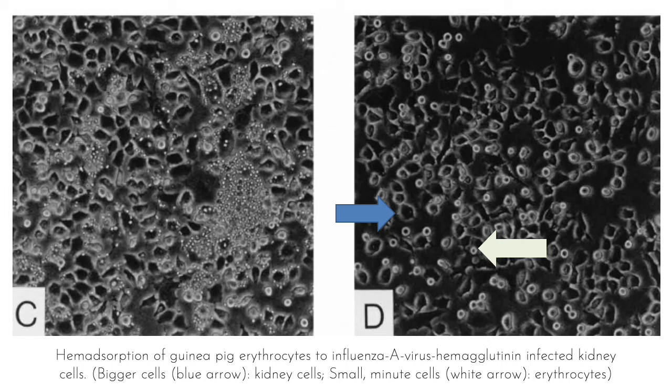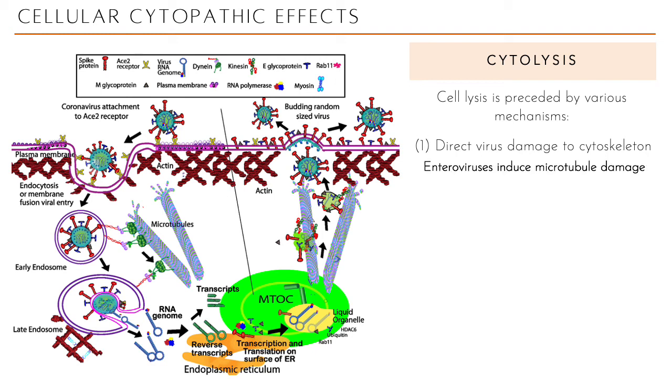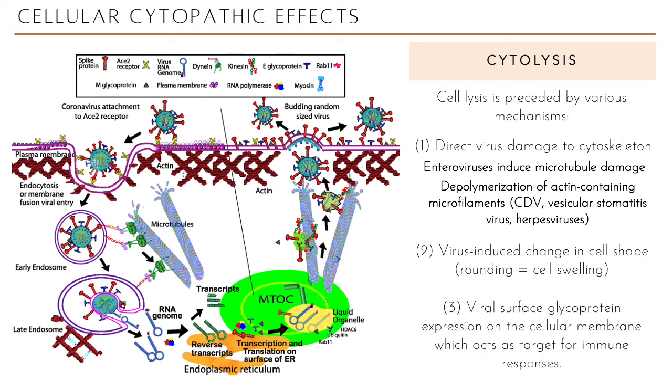All right, almost done. This is a short lecture. Cytolysis is basically cell lysis and is preceded by various mechanisms. Number one, direct virus damage to the cytoskeleton, meaning some viruses can actually act on the cytoskeleton and attack it. Enteroviruses, for example, can induce microtubule damage. Certain paramyxoviruses and herpesviruses can depolymerize actin-containing microfilaments. So that's how they damage the cytoskeleton, which maintains cellular integrity. This will induce cell swelling.